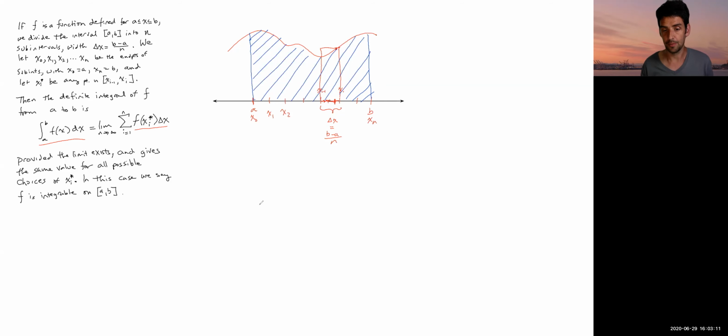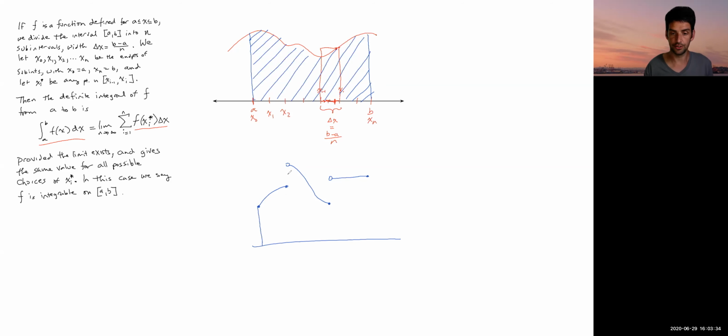All that means is its picture could look something like this. Our function might go to here and then jump up like this, and then maybe jump again and do something like that, right? So you can have these jump discontinuities where it suddenly changes value. Here's the x-axis. We could still find this area because it's just going to look like this. This is still a shape we can find the area of.